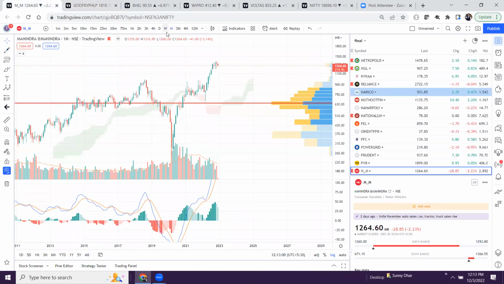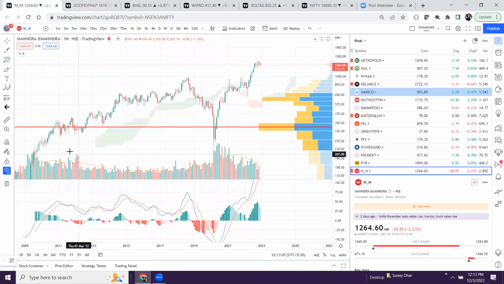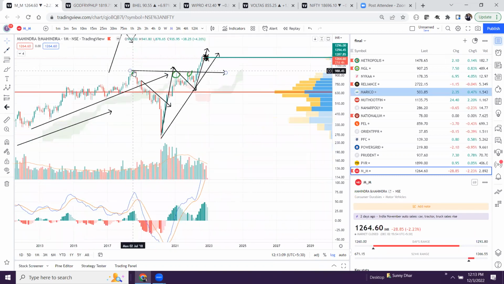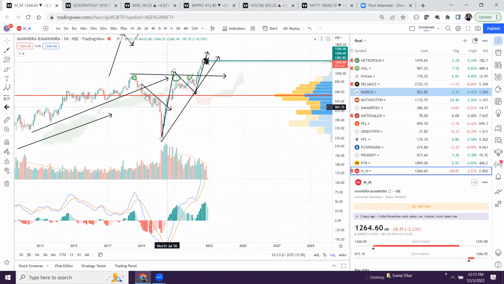Now in the case of Mahindra and Mahindra, see, this was also a correction, but it went from around 1000 levels to 260. So corrections can be long also. So just assuming that this is an impulse followed by a correction and we will get the next impulse, you have to wait for this correction to be over also.